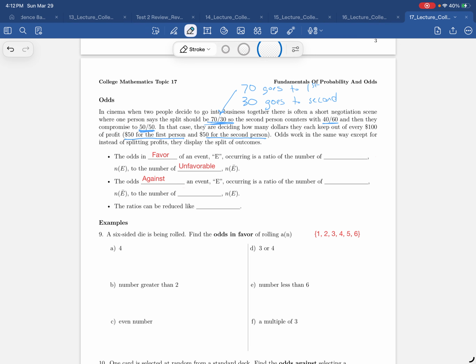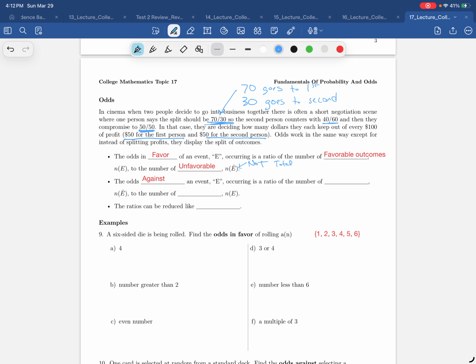The odds in favor of an event E occurring is the ratio of the number of favorable outcomes, N of E, to the number of unfavorable outcomes. And I do want to really stress that this is not the total.